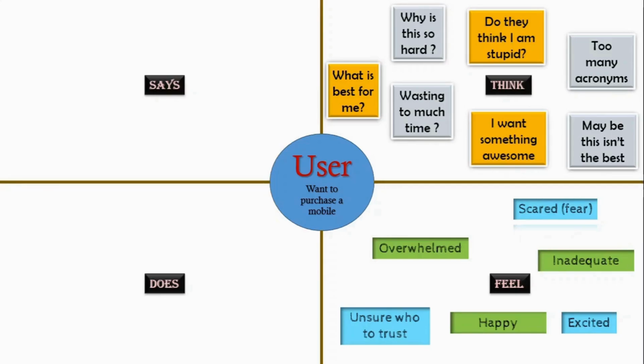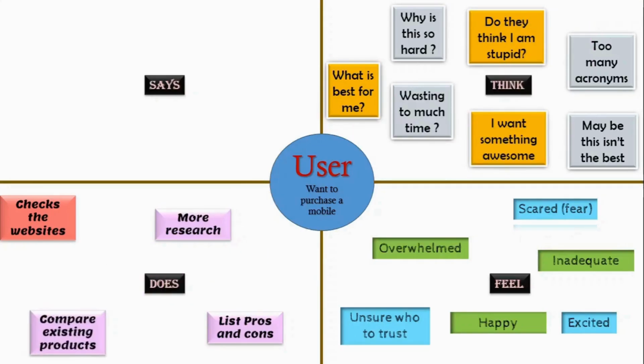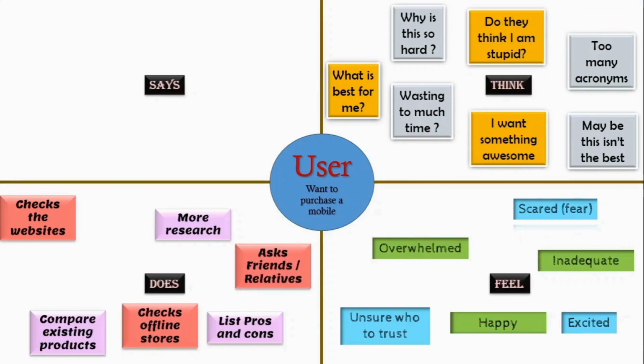Now comes the next quadrant, that is the does quadrant. There are some actions and questions, like checking the website. They can list out the pros and cons related to that mobile. They will do more research. Then they can compare existing products, and we are also doing this, comparing the existing products because we want to have the best one. Then they check offline stores, then ask friends and relatives.